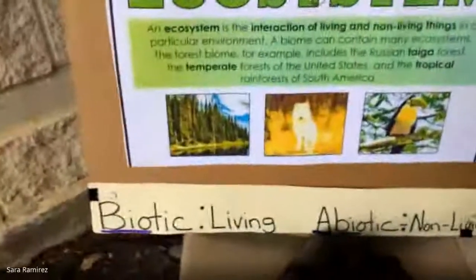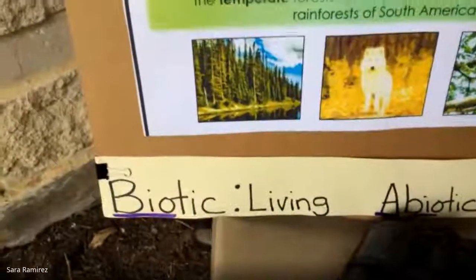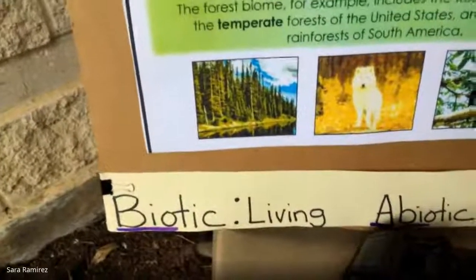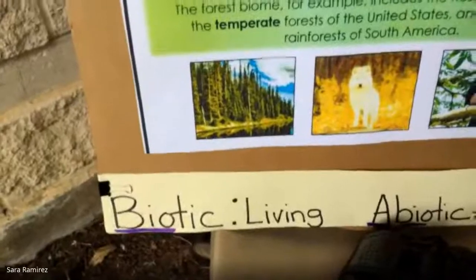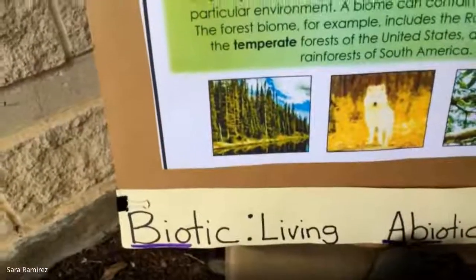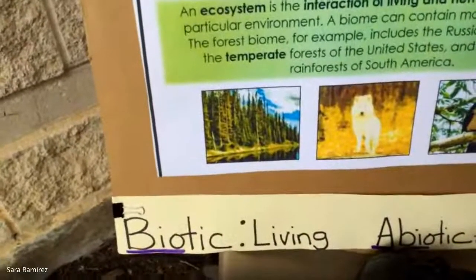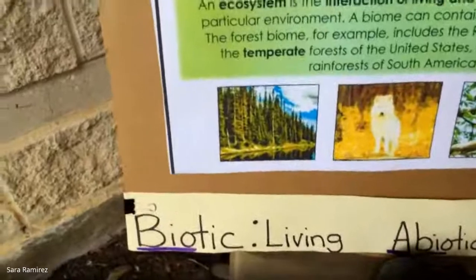Now, the scientific word for living things is biotic. Bio means life, so things that are biotic are living things. Even though a living thing has died, it is still considered part of the biotic element. So all living things, plants, animals, decomposers, all living things are biotic.